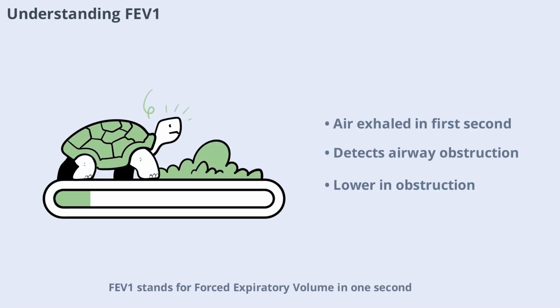FEV1 stands for forced expiratory volume in 1 second. It measures the volume of air exhaled during the first second of the FVC maneuver. This value is particularly important for detecting airway obstruction, as it reflects how quickly air can be expelled from the lungs. Lower FEV1 values are often seen in obstructive lung diseases like asthma or COPD.